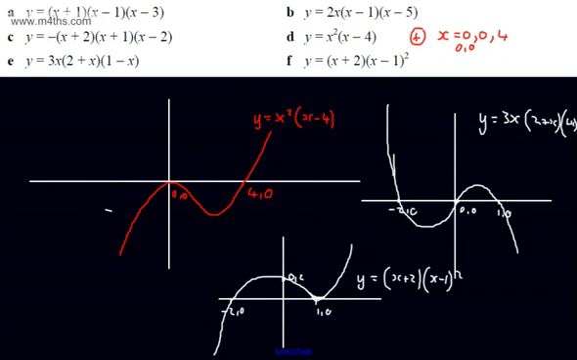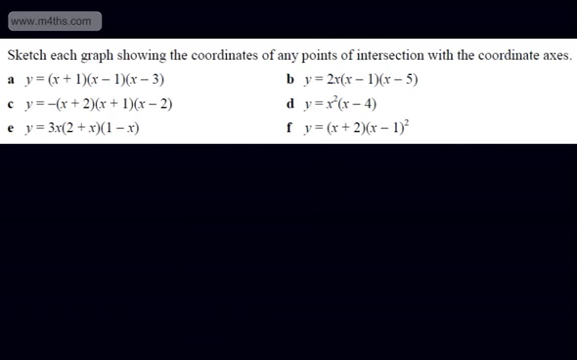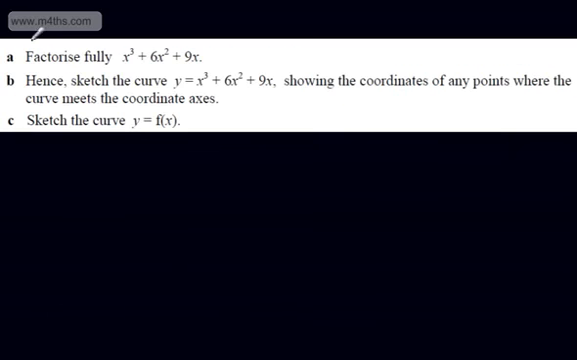Okay, let's move on and look at another one. What else have we got? Okay, we're asked to factorise fully x cubed plus 6x squared plus 9x. So let's do that. Common factor here of x. So we can say x, that's going to leave me x squared plus 6x plus 9. We can factor this further. We've got now x plus 3, x plus 3. So this is giving me a perfect square.